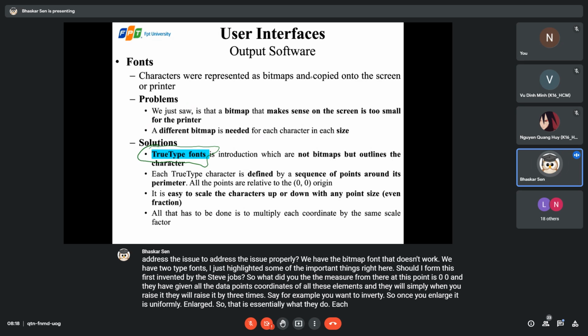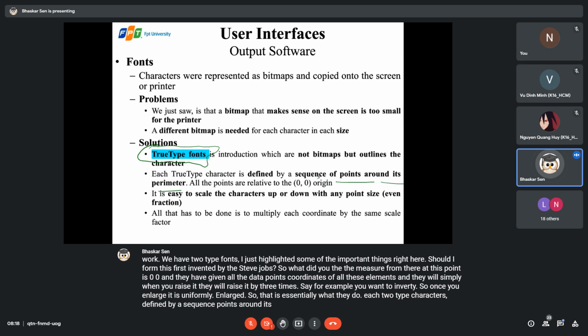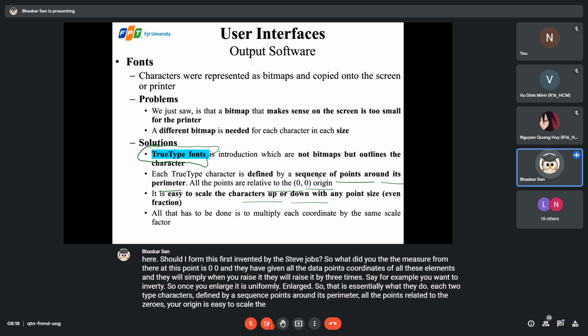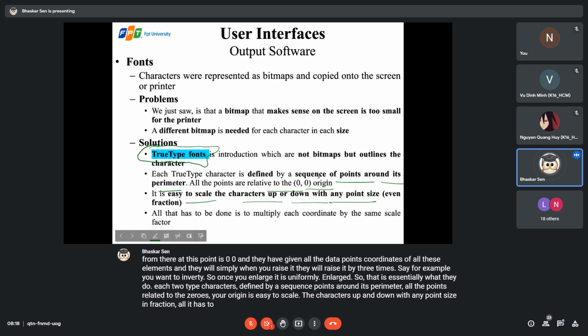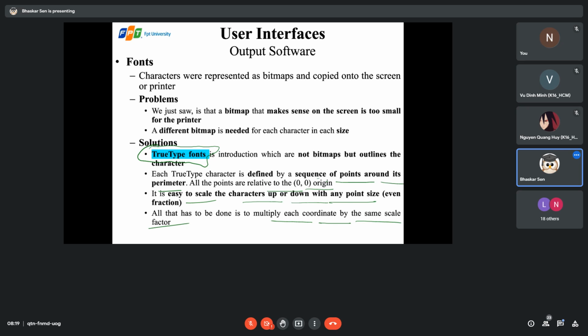Each TrueType character is defined by a sequence of points around its perimeter, all the points relative to the 0,0 origin. It's easy to scale the characters up or down to any point size, even fractional. All that has to be done is to multiply each coordinate by the same scale factor. Okay, so that is what we do.